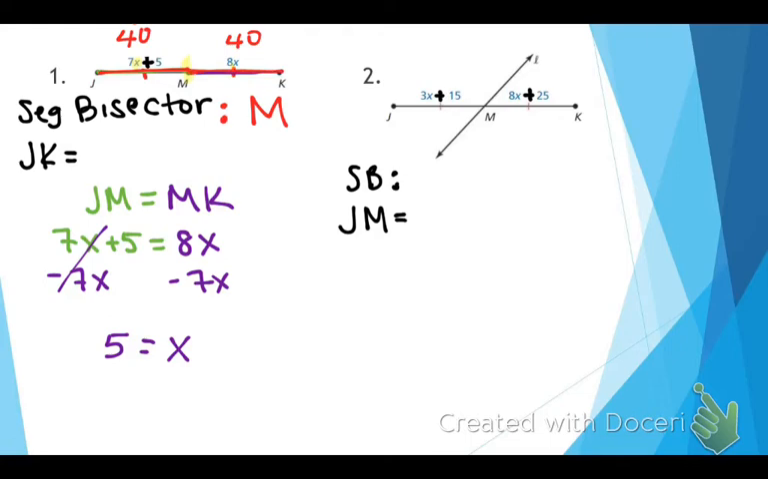Okay, what is the full length of JK? 80. Why did I still plug it into MK, even though I knew they were congruent? To check, okay? If they're not the same number, that means we made a math mistake somewhere, okay?